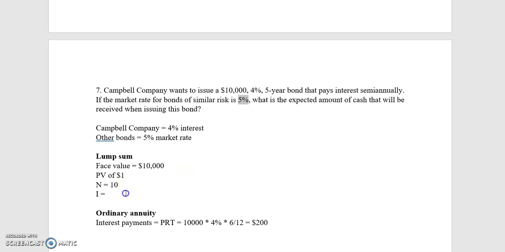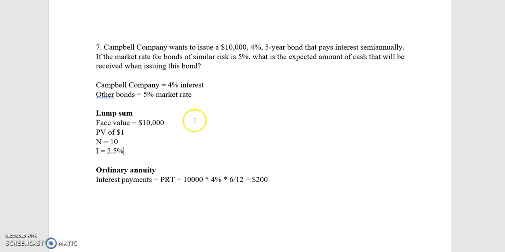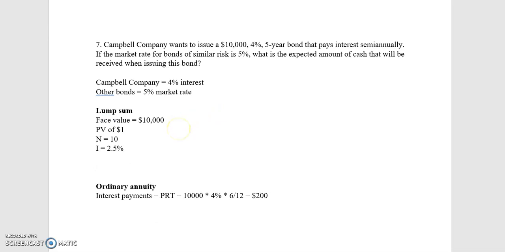So in our case, if it is semi-annually, what do we have to do to this 5%? We have to divide it by 2, the number of compounds in the year. So in our case, that would make this I 2.5%. So let's pull up our present value of a dollar table.